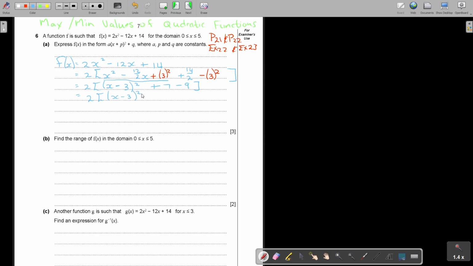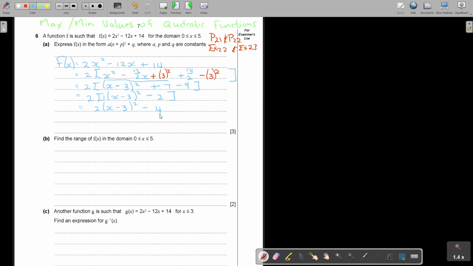Okay, I'm doing this in steps, I think you could do it in one step. Now I multiply, but just multiply it in front of the bracket. So it's going to be 2(x minus 3) squared minus 4. And there I was putting it in that form. Okay, let's go on with B.